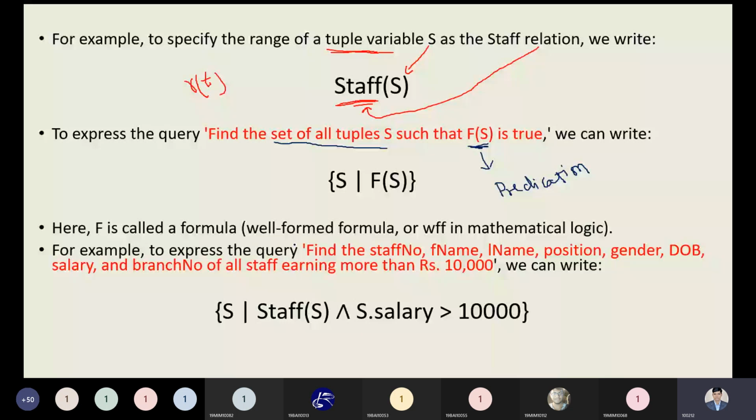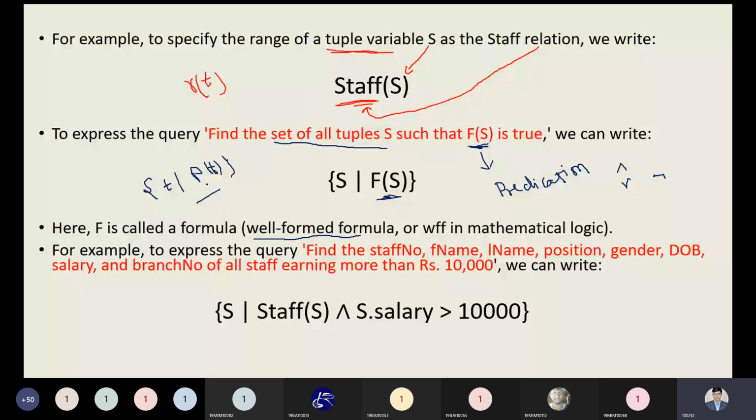This well-formed formula is used by first order logic in the predicate calculus, if you remember. Here we can pass any condition by using logical operators, that could be and, or, negate, depending on your predicate. According to our notation, if you remember the syntax of the tuple relational calculus, P(t) was a predicate calculus and t is the tuple.